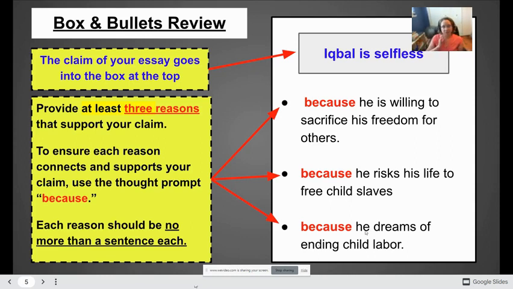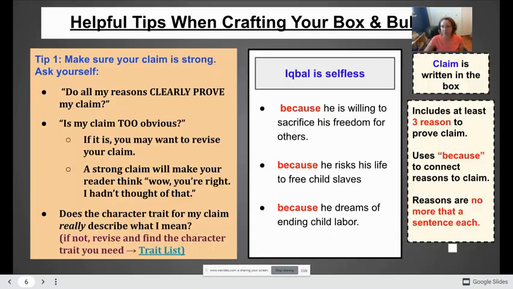Here is my example. If we go back to our example essay in this module, you can actually find these in the essay. So Iqbal is selfless because he is willing to sacrifice his freedom for others, because he risks his life to save child slaves, because he dreams of ending child labor. So these are my 3 big reasons. Notice I don't have like he did this. It's big ideas. He risked his life to free child slaves. Okay.